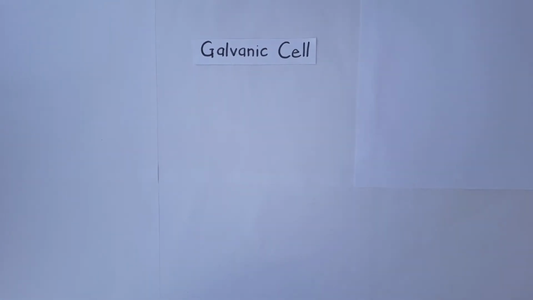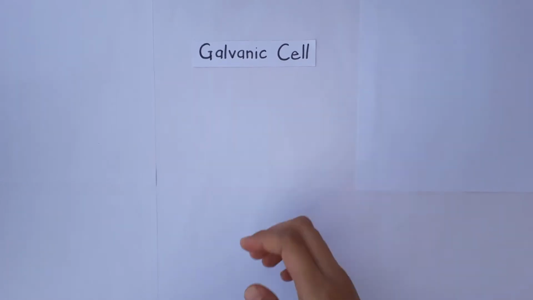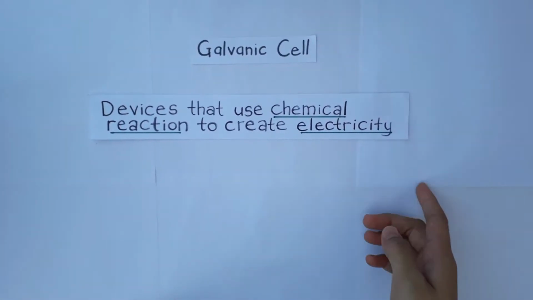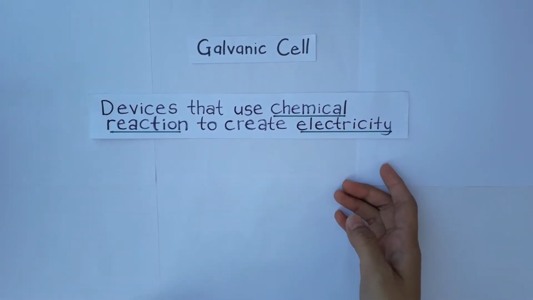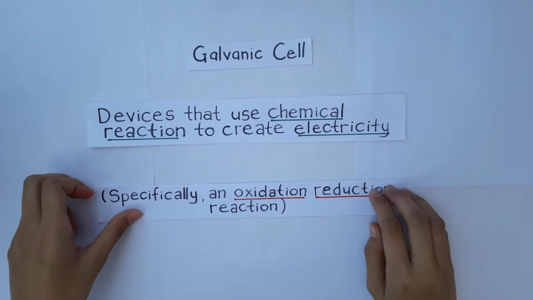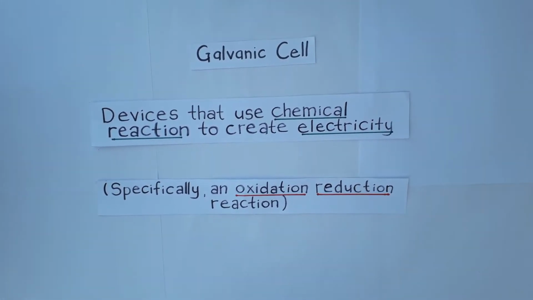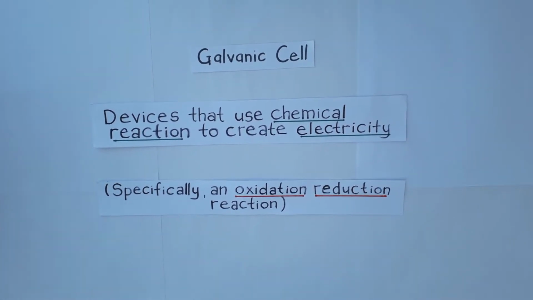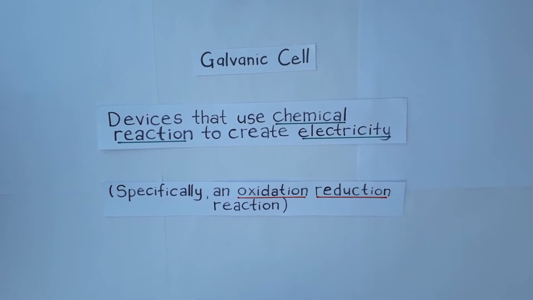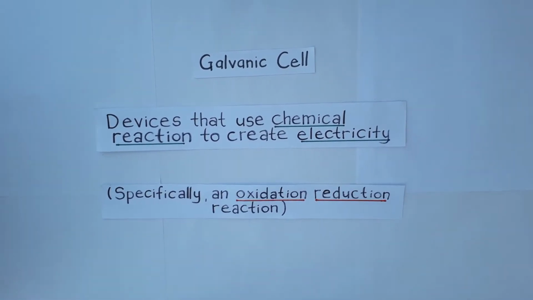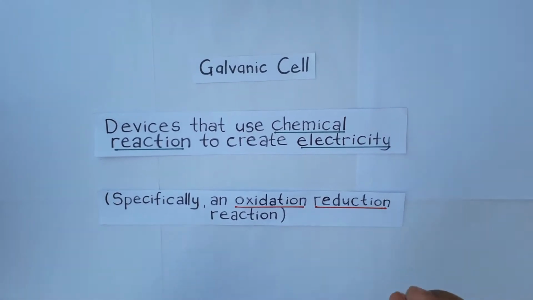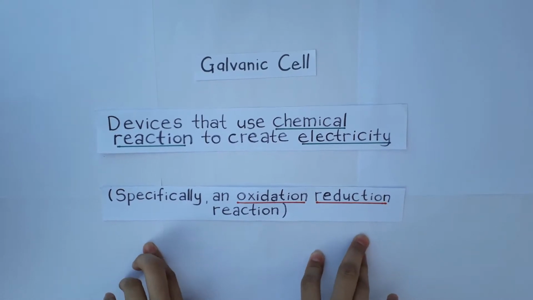In this video, we're going to talk about galvanic cells, which are also called voltaic cells. So, what are they? Well, galvanic cells are devices that use a chemical reaction to create electricity. Specifically, the type of chemical reaction that they use is called an oxidation-reduction reaction, but we'll talk more about that later. Now, galvanic cells may be totally new terms for you, but I'm willing to bet that you use these devices almost every single day of your life. So, let's learn more about these devices and see how a chemical reaction can create electricity.